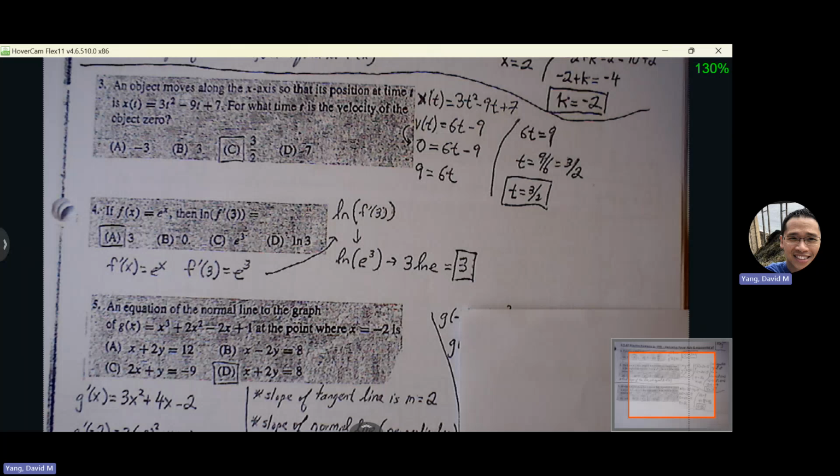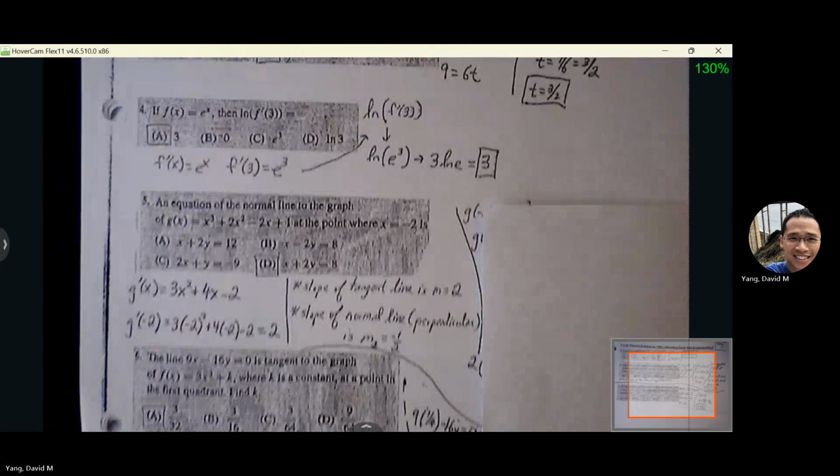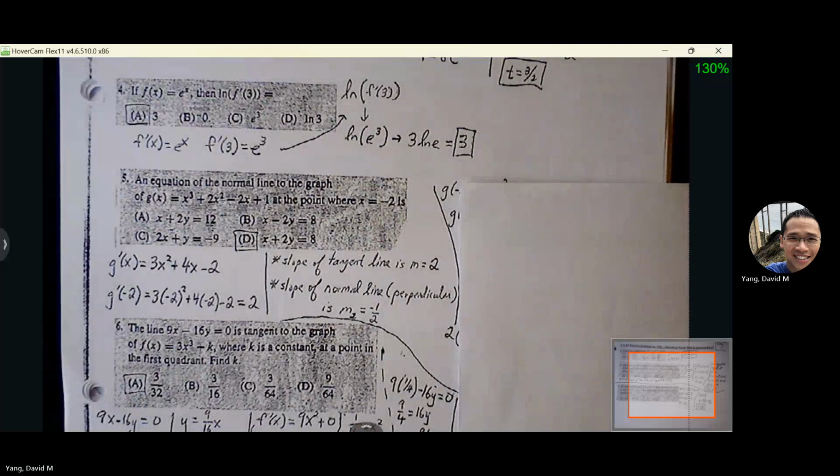So g prime. We go through the power rule for each term. Plug in -2 to get the steepness of this curve at this point. Oh, sorry, g prime of -2. I got 12 minus 8, which is 4. 4 minus 2 is 2. So we get a slope of 2.